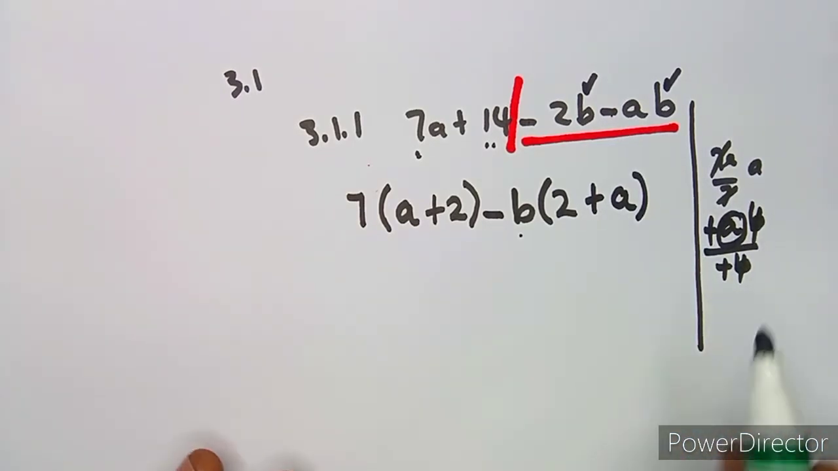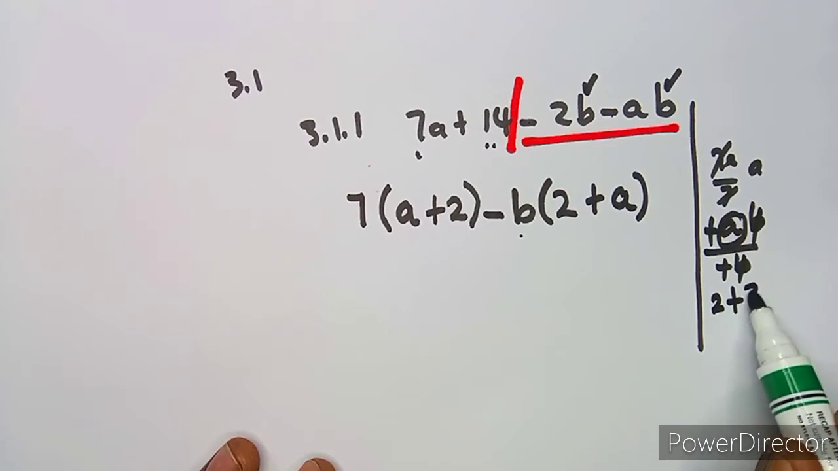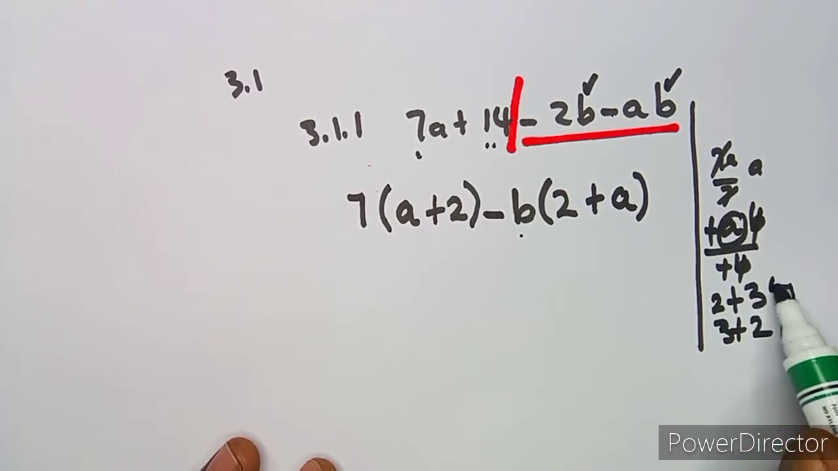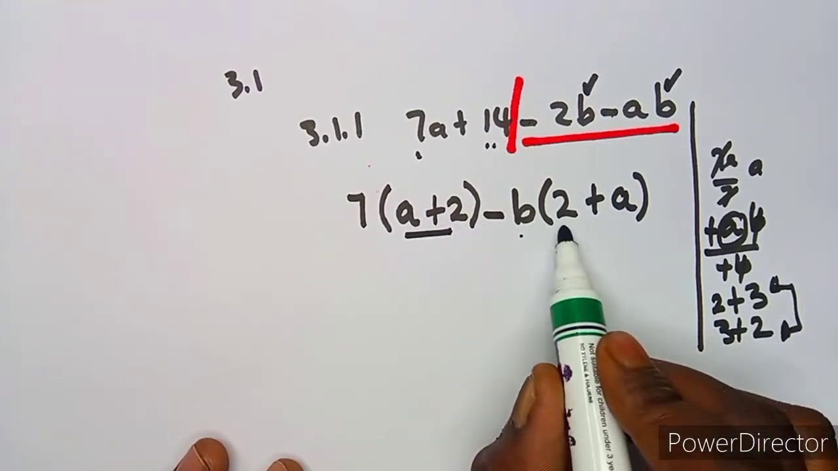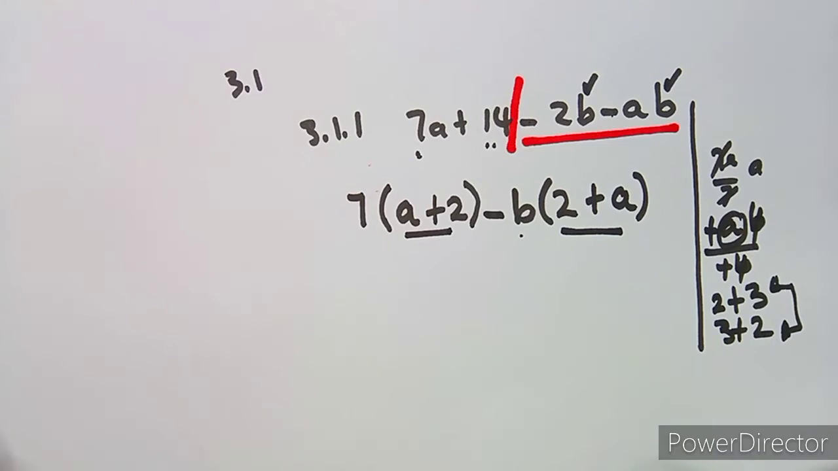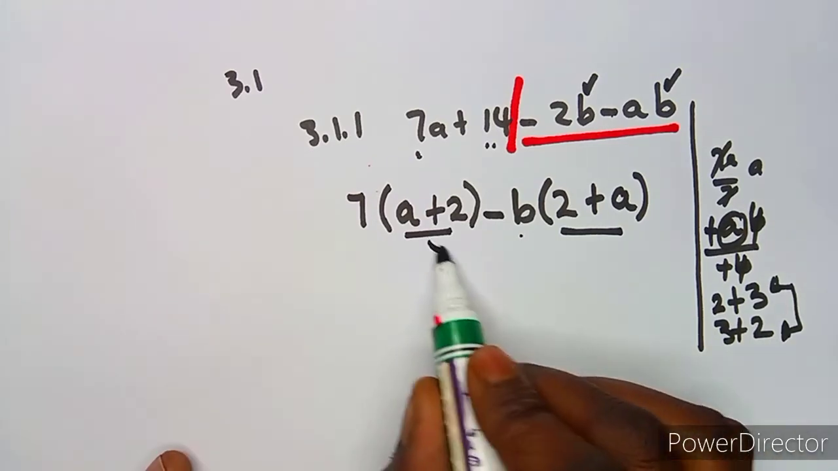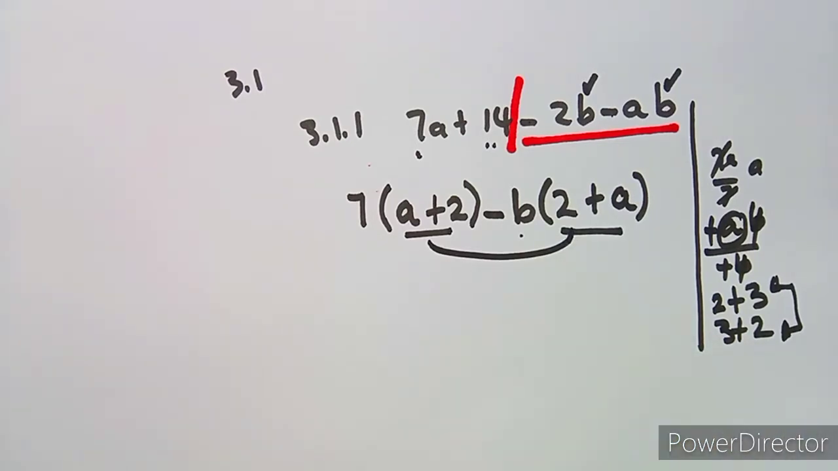Take note, guys, 2 plus 3 and 3 plus 2 are the same. There is no difference here. They are all positive. So it's the same here: a plus 2 and 2 plus a are the same. So that means these brackets are the same. So I'm going to factor out one of these brackets because they are the same, this one.